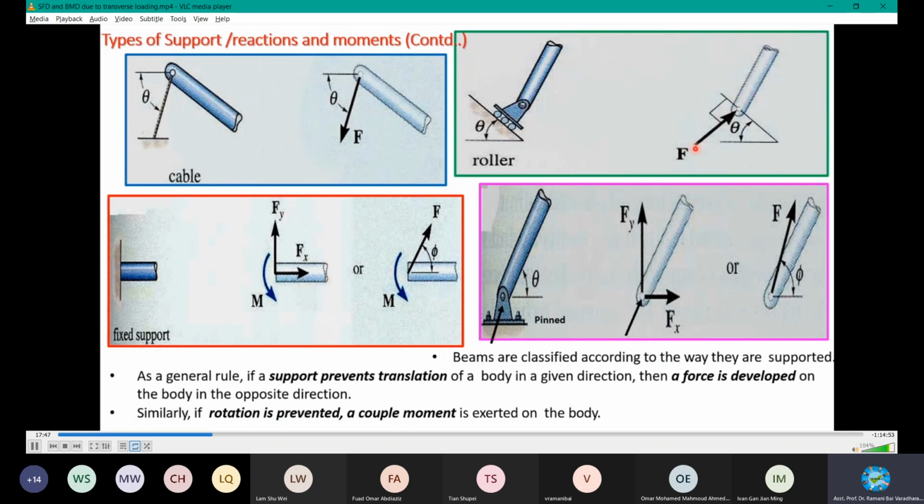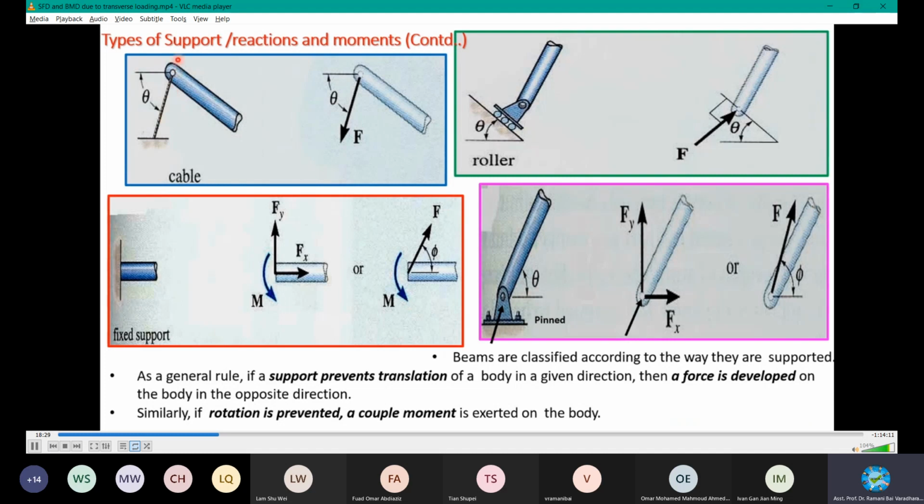So the member will develop a reactive force in the opposite direction, where the translation is prevented. There is no translation in this direction, so it will provide an opposite reactive force in this direction to support the member. Then here, imagine this cable is pinned at this point. Don't worry about the inclination because it follows the direction of force. Later, for actual analysis, you have to resolve into respective directions to solve.